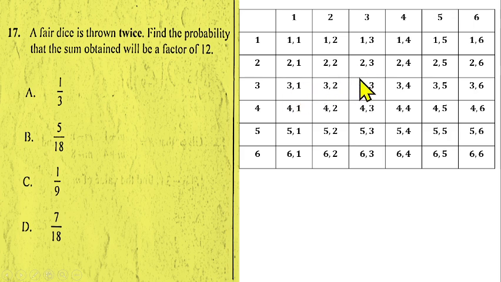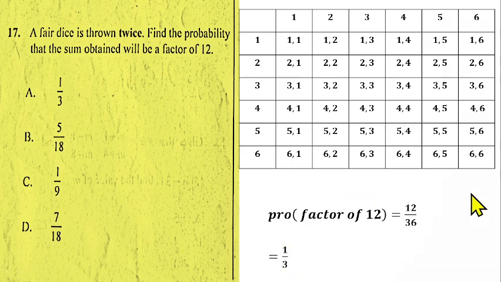8, 9, then 10, then 11, none again, then 12. So that means you have 12 favorable outcomes here. So the probability of a factor of 12 will be 12 out of 36, that will be 12 over 36. And that should give us 1 over 3, which is option A for question number 17.